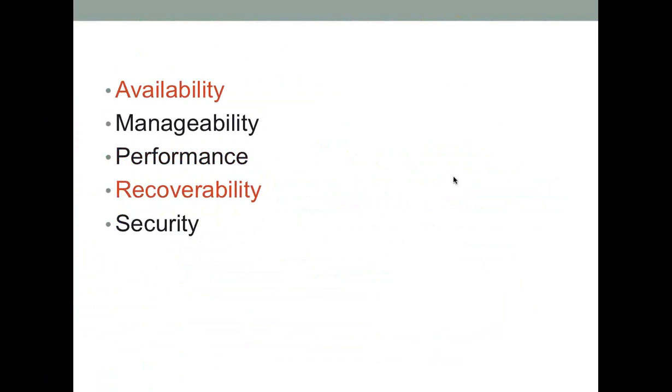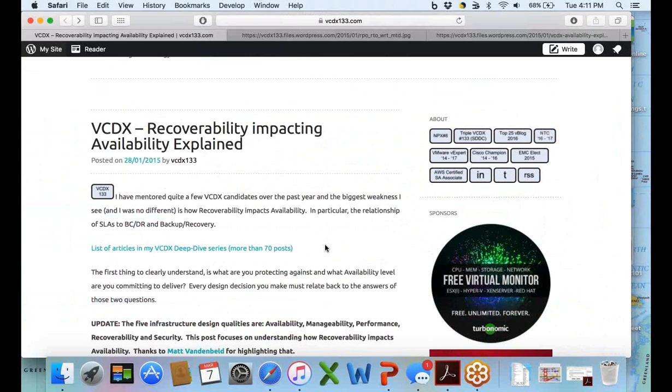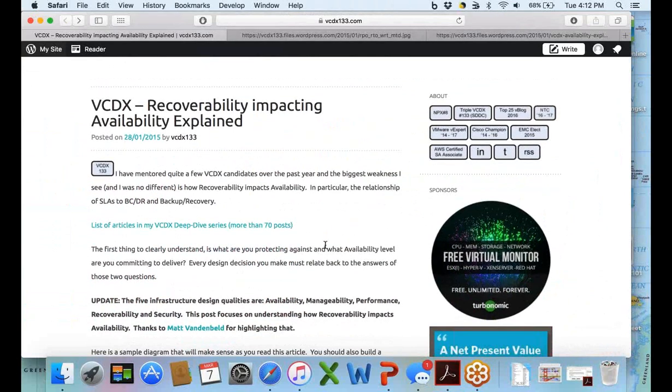Now, it would be remiss of me not to give credit where credit is due. So I'd like to minimize my section for a second and bring up René's blog. You might have heard of VCDX 133 or visited his site. He has a rather extensive set of VCDX deep dive posts, and quite a bit of these are not just relevant to VCDX, but to design as a whole, and even relatable to the VCAP design series. He has a fairly lengthy blog post that was very important in my journey as an architect, which talks about how recoverability impacts availability, and to an extent vice versa.